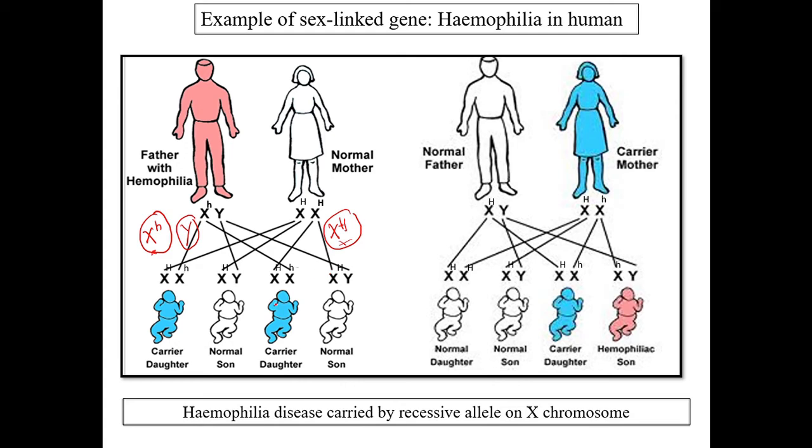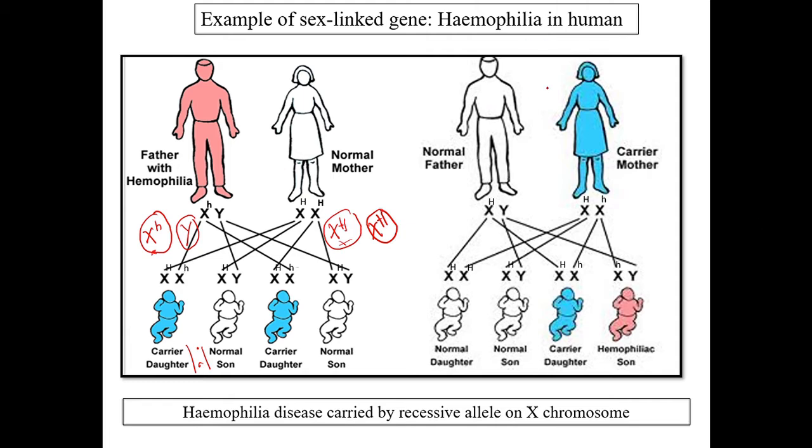So don't worry about this one. This is just the same. It's just showing that, okay, normally we don't need to draw two gametes from this one because both alleles are the same. But the thing is the ratio is still one carrier daughter to one normal son. So that is the ratio for this genetic diagram.